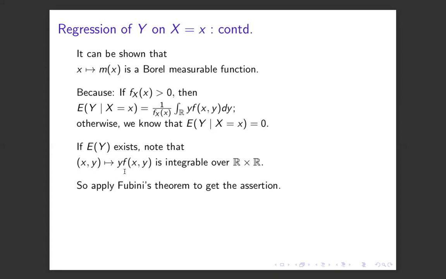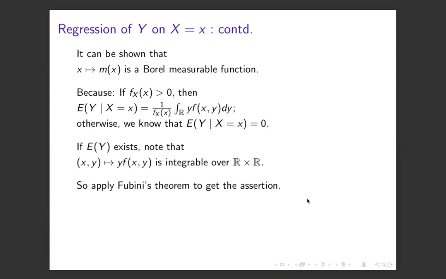So it is integrable using that. First you integrate with respect to y, you get a function, and the resulting function of x is a measurable function, which is also part of the assertions of Fubini's theorem. And when you integrate this with respect to y, you get this object with this factor. And this is your m of x, and you get that it is a Borel measurable function.